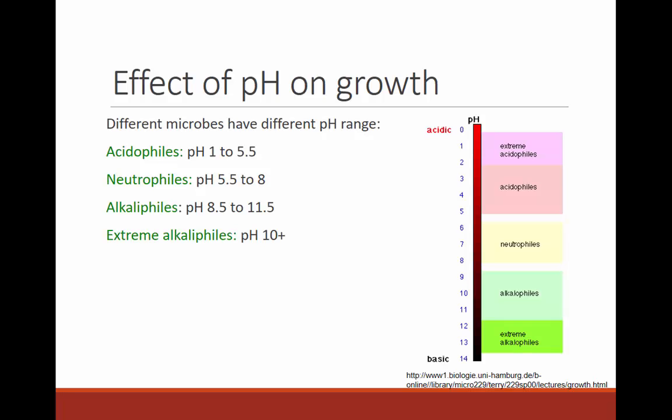So you need to be aware that they can grow at different pHs. And that's important because if you are selecting for a particular type of organism, you might want to look at the pH of the agar. So you're selecting the ones that will grow at that pH.